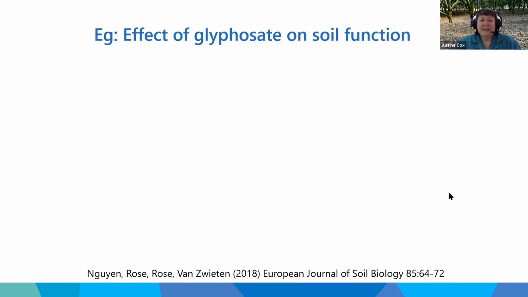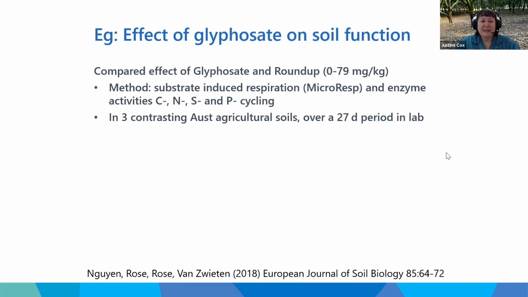So just quickly, an example of some research that colleagues are doing. This is Mick Rose and Terry Rose and Lucas Van Zwieten. They compared the effects of glyphosate and Roundup. So Roundup is just glyphosate and a surfactant. And so they used substrate-induced respiration, so that micro-resp test, to look at respiration and enzyme activities that are responsible for the carbon, nitrogen, sulfur and phosphorus cycling.